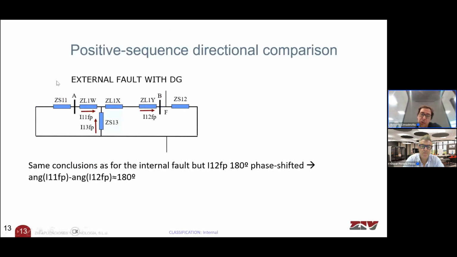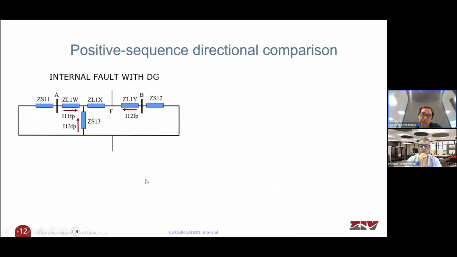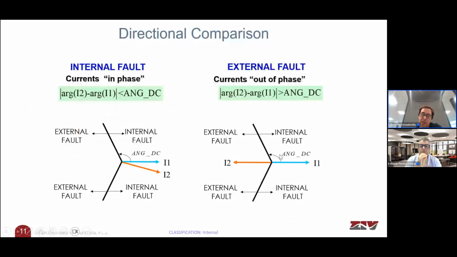For external faults, we can conclude the same as for internal faults, but the current at N2 will be 180 degrees phase shifted. So the angle will tend to be 180 degrees. So the currents will be out of phase. So it will detect an external fault.